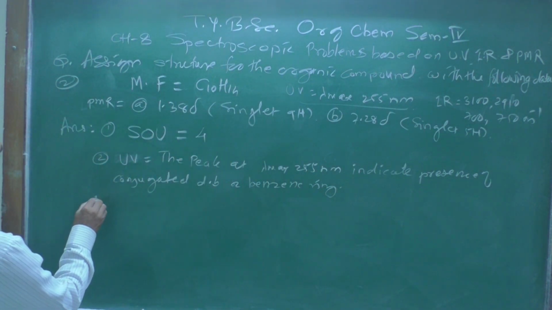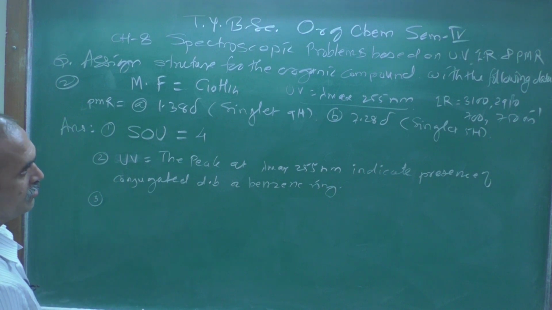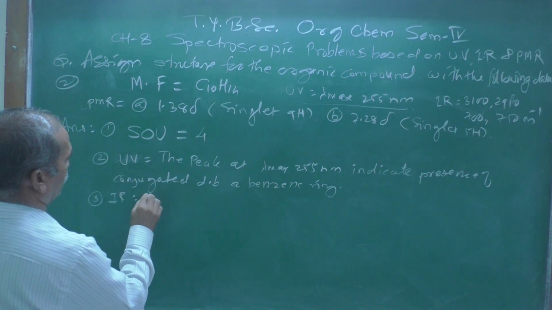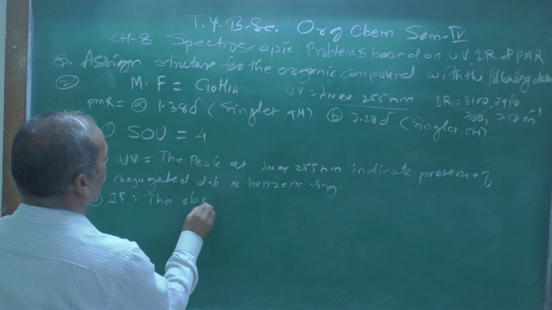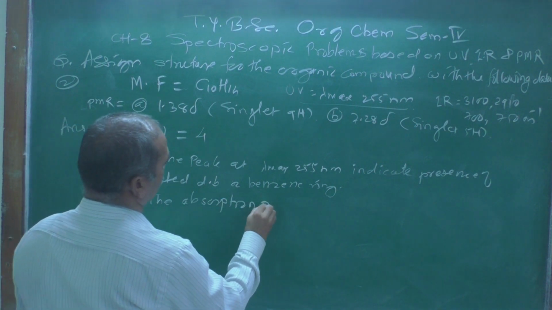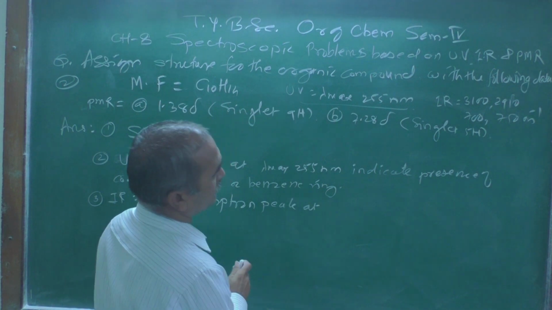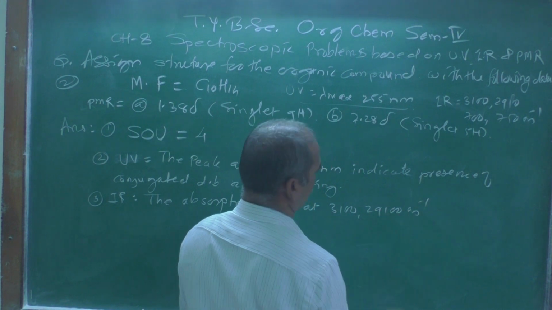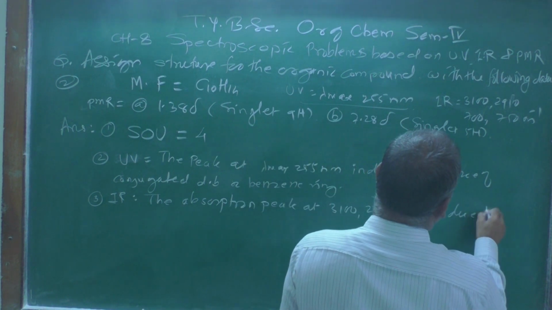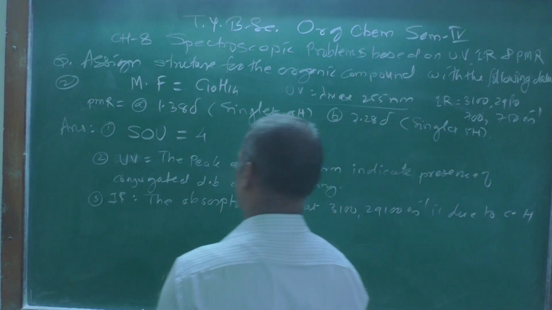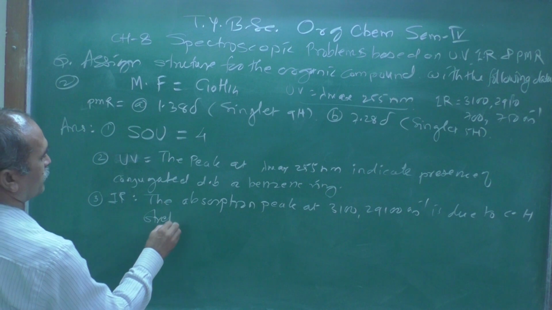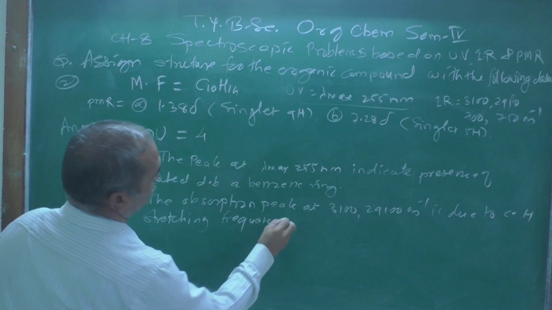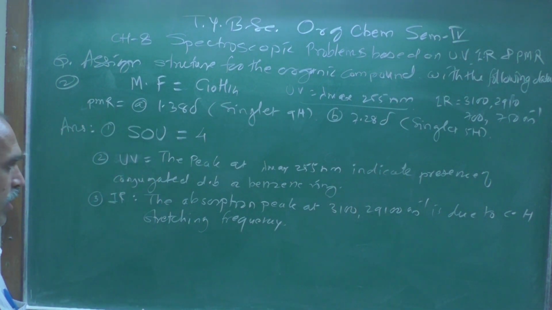And now the third point, IR. The absorption peak at 3100 to 2900 per centimeter is due to CH stretching frequency, which is generally found in any organic compound.